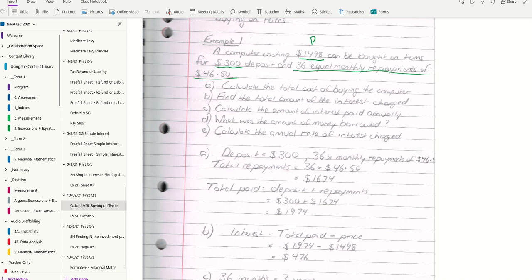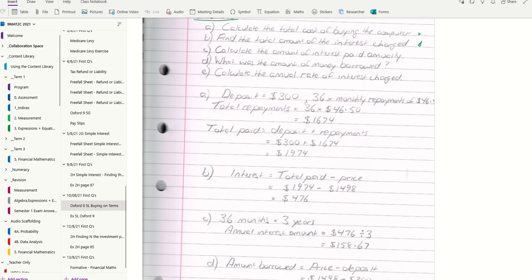So what this question is asking us to do is A, calculate the total cost of buying the computer. B, find the total amount of the interest charged. You were doing both of those in your assignment. Then calculate the amount of interest paid annually, what was the amount of money borrowed, and then calculate the annual rate of interest charged. So let's have a look.